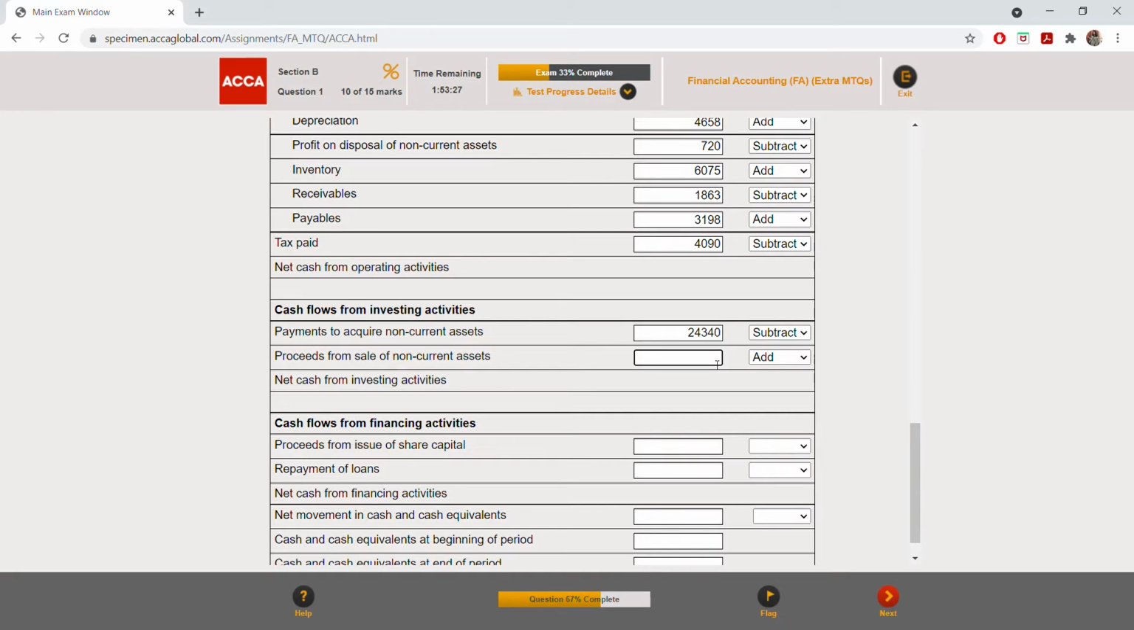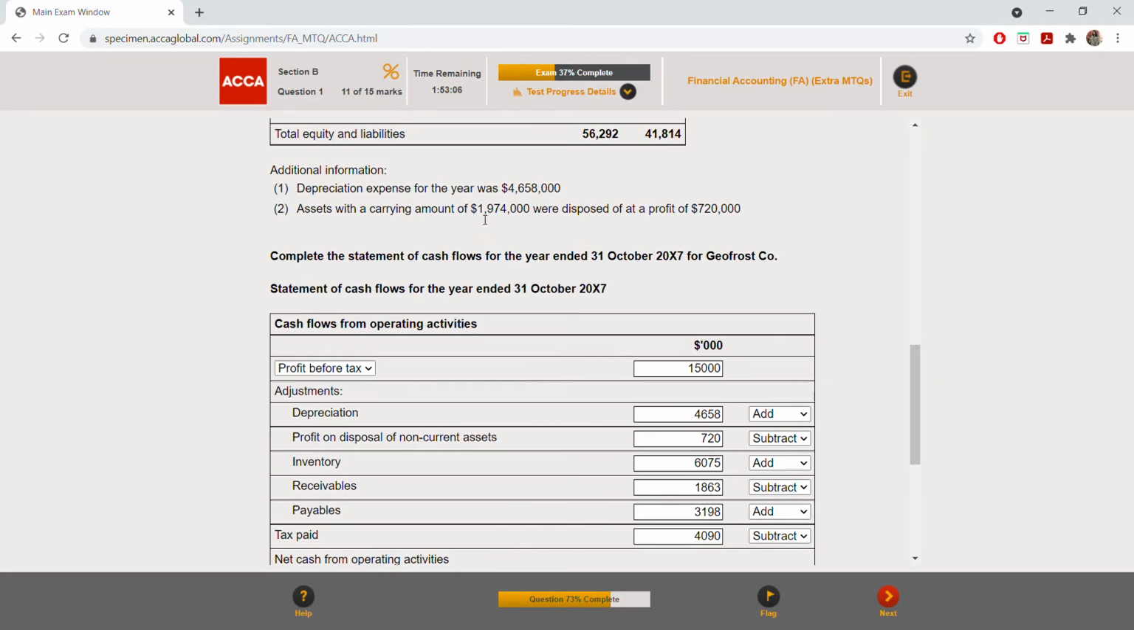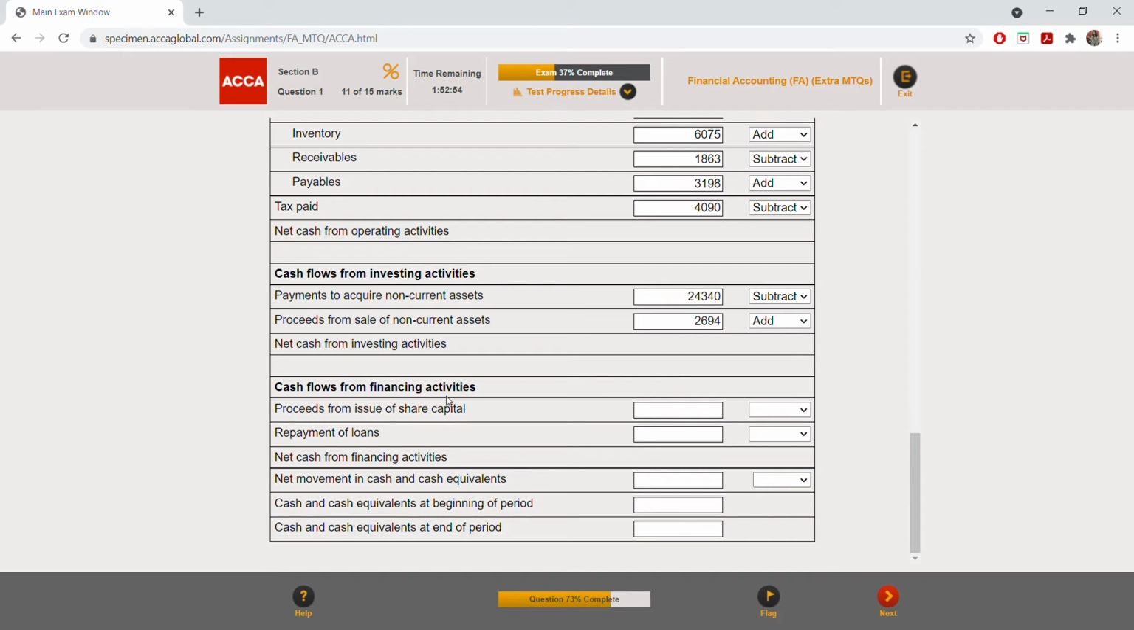Okay, next the proceeds. Even for the proceeds you need to do the work. The proceeds is 2694. How did we get that proceeds? What is the carrying amount? The carrying amount is 1974,000. You have to add the profit 720,000, and that's it. That's the proceeds.